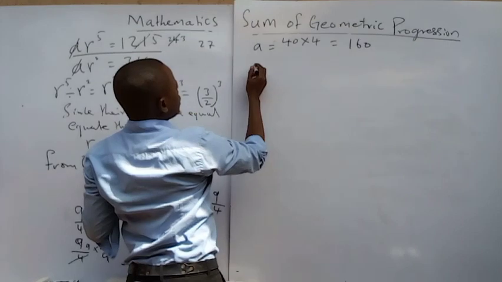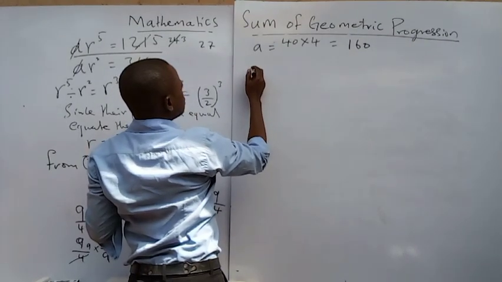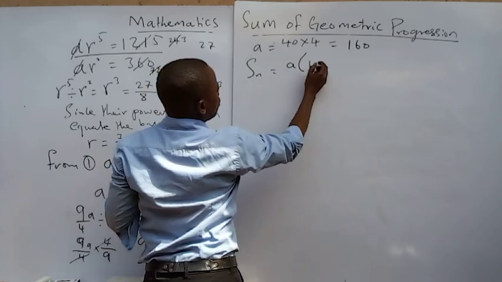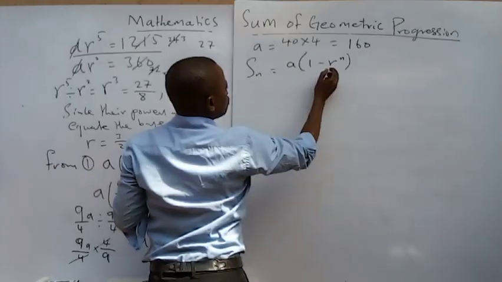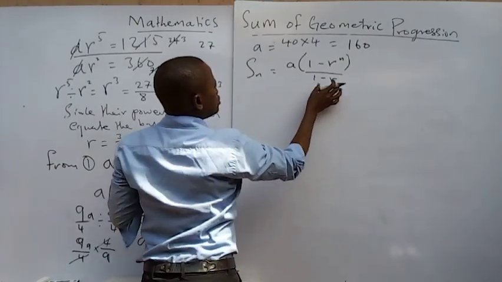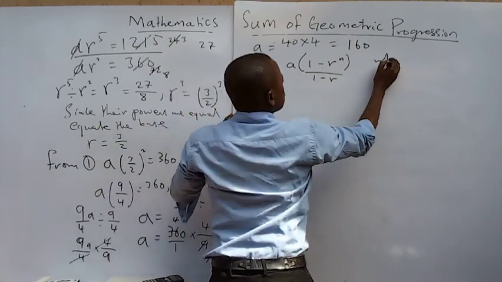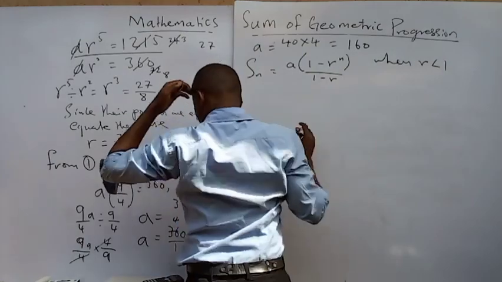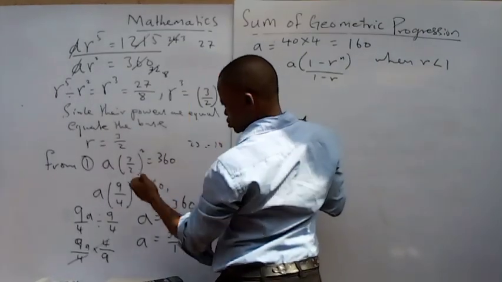In that last class, we were able to derive that Sn equals a times (1 minus r raised to power n) over 1 minus r. This is when r is less than 1. And of course, in this one, is the common ratio less than 1?